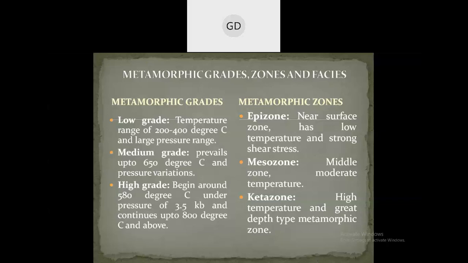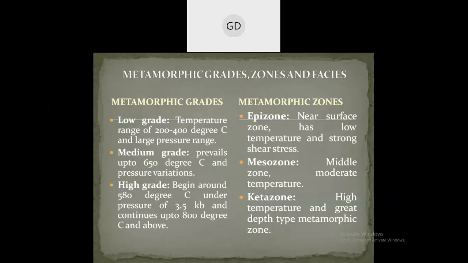So we have three types of metamorphic grades: your low grade, then your medium grade, and your high grade. So what is a low grade of metamorphic? It is called a low grade when the temperature is between 200 to 400 degrees Celsius, and here a very large pressure is there.